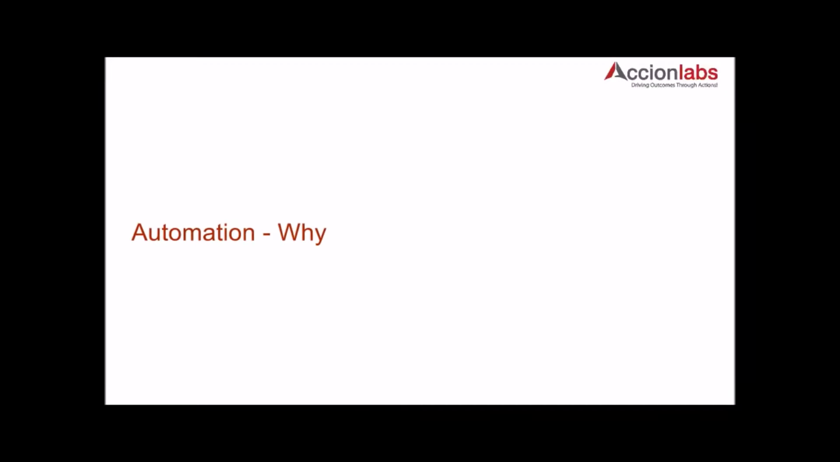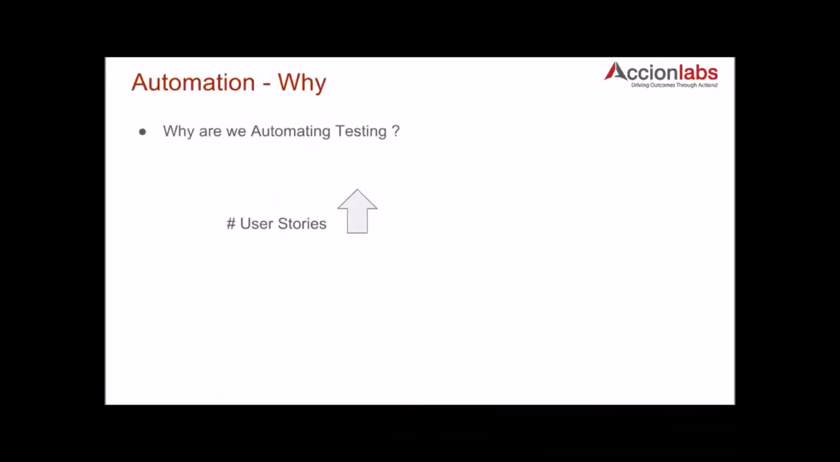And the answer is very, very simple. In the what part, we kind of answered that it is repetitive in nature. That's why we are automating. But just look at it from a different perspective: as the number of user stories grow, when we start development, we have maybe 5 or 10 user stories. But as the user stories grow, they become, say, 100 user stories in 6 or 8 months down the line. The number of test cases for those user stories grow.